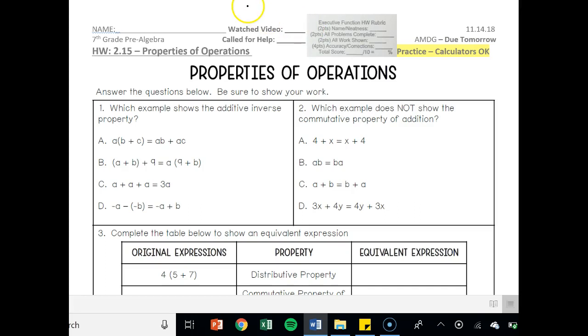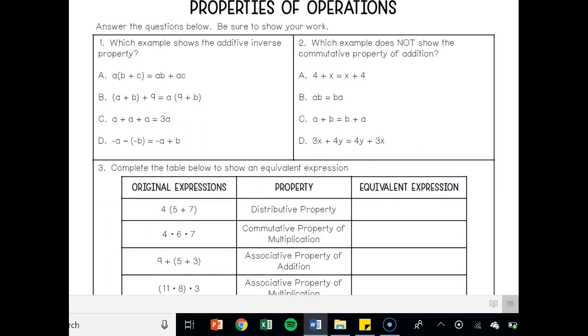You've watched the video, obviously. You can go ahead and make yourself a little check there. You're going to want to have your notes right next to you for this homework, otherwise it's going to be super difficult. Calculators are okay, but you probably won't even need them. This is obviously due tomorrow. So it says, answer the questions below, but be sure to show your work.